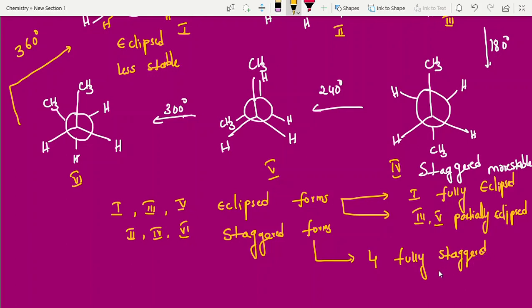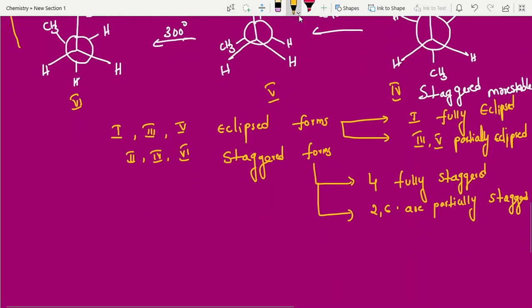Next, 2 and 6. What is this? 2, 6 students are partially staggered. 2, 6 are Roman numbers we can write, normal numbers also, no problem. Partially staggered. That is only what we call skew conformation. That is only what we'll call skew form or Gaussian form.